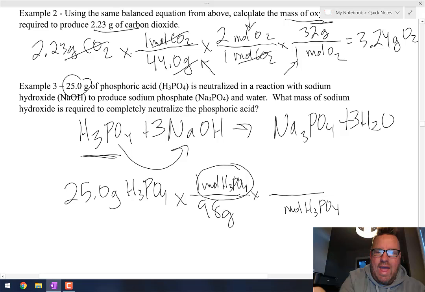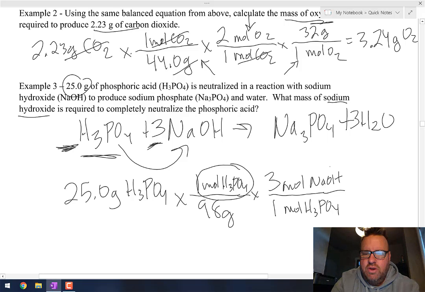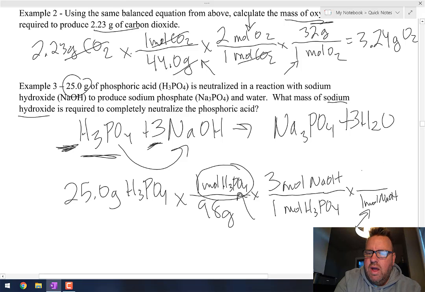Okay, and then what are they asking us about? They're asking us about sodium hydroxide. So we're going to go to moles of NaOH. And then from my balanced equation, we can see that 1 mole of phosphoric acid is going to react with 3 moles of sodium hydroxide. Okay, so notice that 1 to 3 there. And then my final step, 1 mole of sodium hydroxide. Again, always notice the 1 and the 1 when we're doing molar masses is 40 grams.